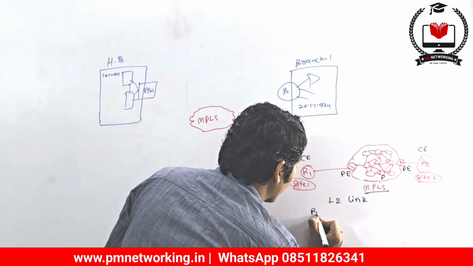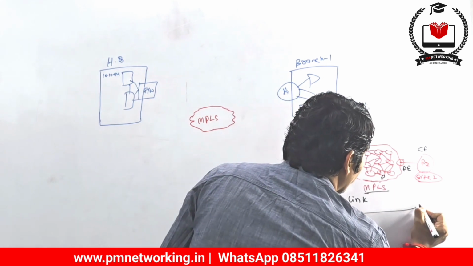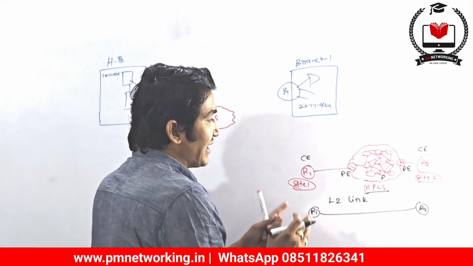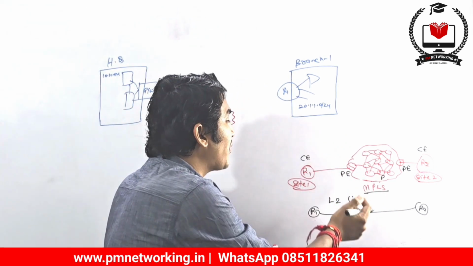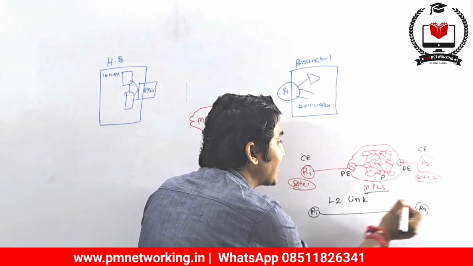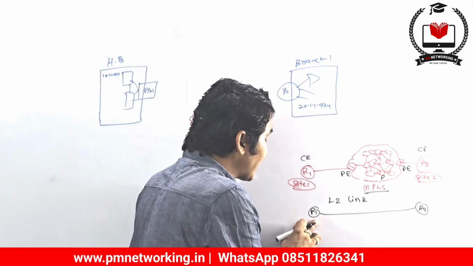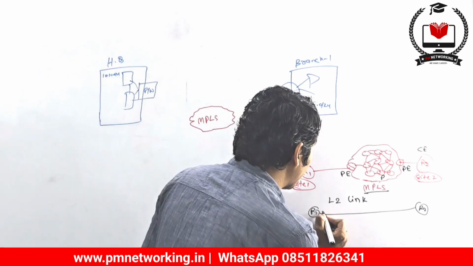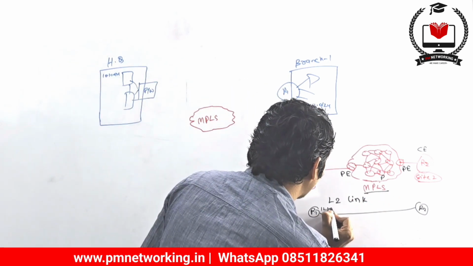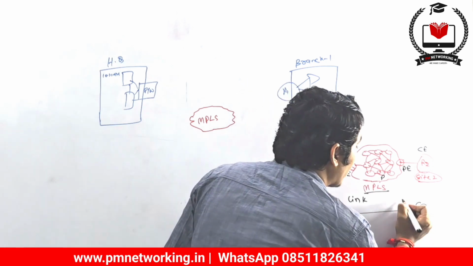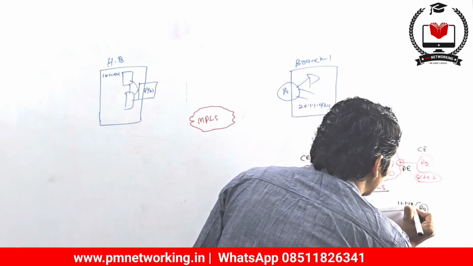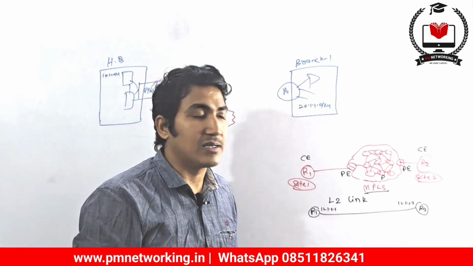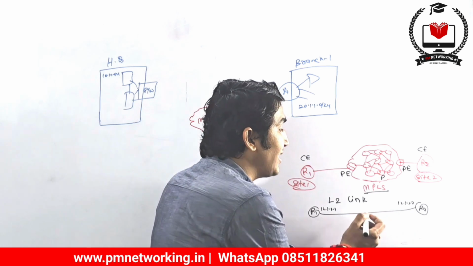Like between router 1, let's say router 1 here and router 2. Both are connected through MPLS, but L2 link means the service provider has given you a direct connection. Now you can assume that a direct link is connected between router 1 and router 2. Here you can configure one IP, let's say 12.1.1.1. Here you can configure IP 12.1.1.2. So see, both routers are on the same subnet.